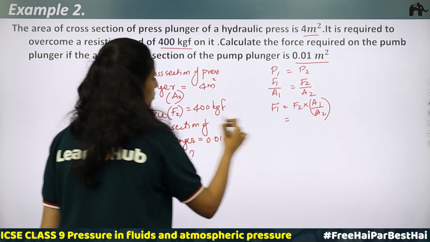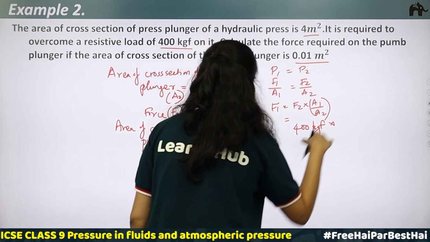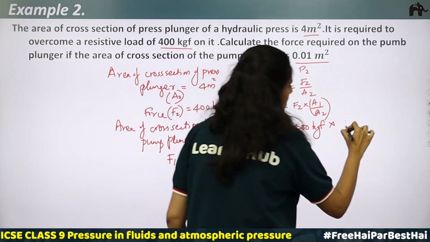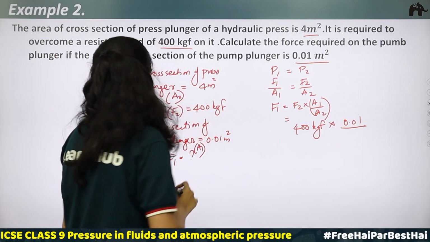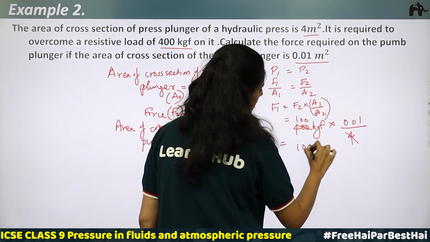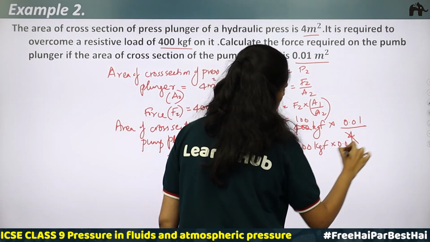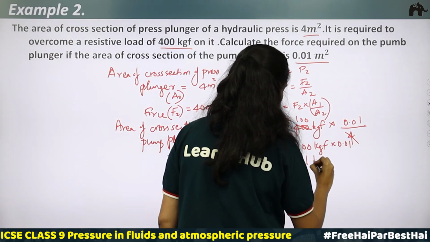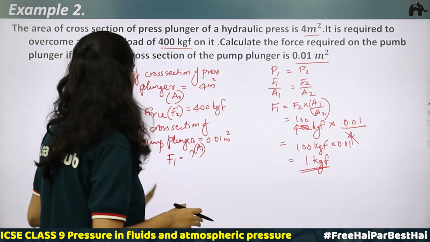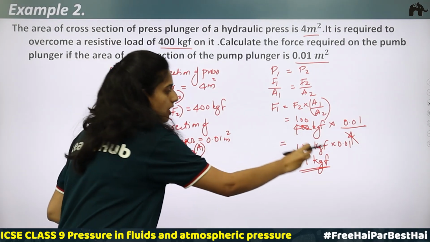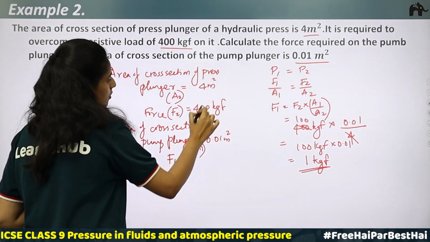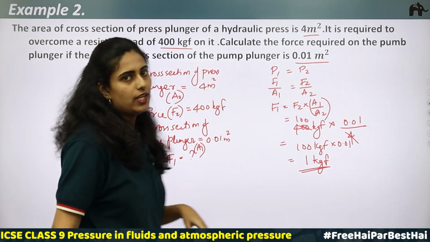Put the values. What is F2? F2 is 400 kilogram force. A1 is the area of cross section of pump plunger, 0.01 meter square, divided by 4 meter square, which is equal to, cancelling, we get 100 kilogram force into 0.01, which is equal to 1 kilogram force. So, the force required on the pump plunger is equal to 1 kilogram force. This 1 kilogram force on area of 0.01 meter square will be able to lift 400 kilogram force on 4 meter square area.